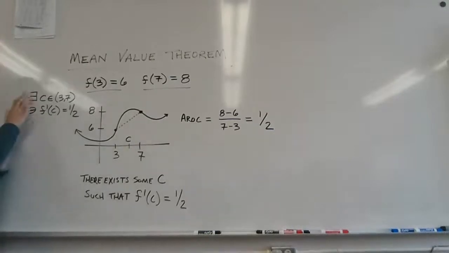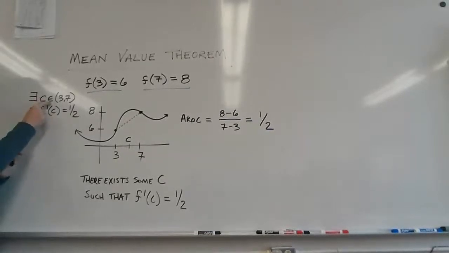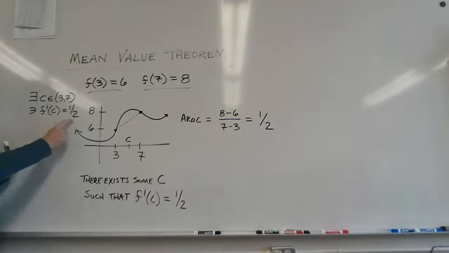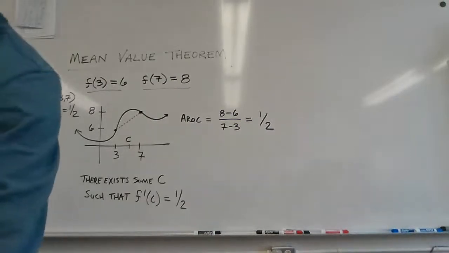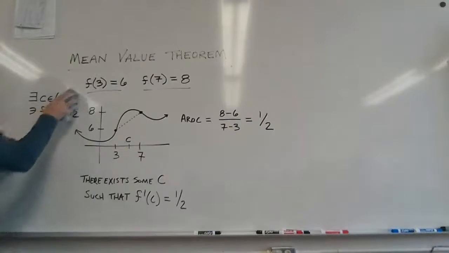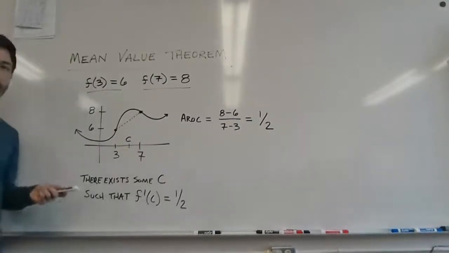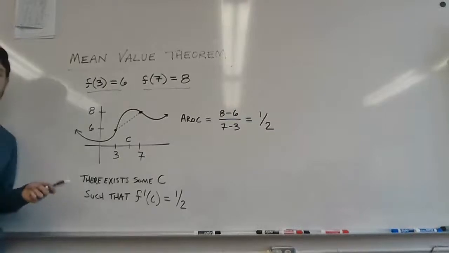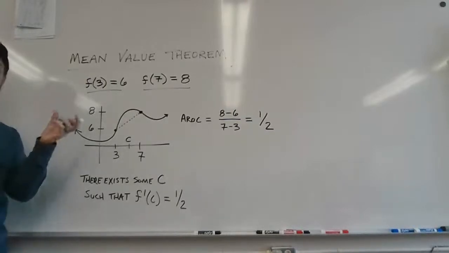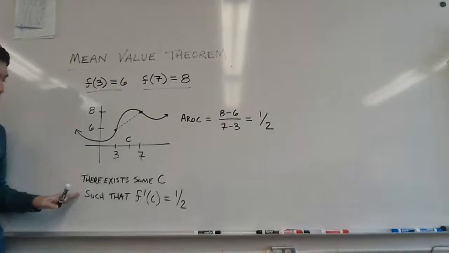You don't have to know this symbol for this class. This is for funsies. This is there exists a c inside the interval, or c, which is an element of the interval from 3 to 7, such that the derivative at c is 1/2. I love it. I can't wait for even more of these. You don't need the fancy symbols though. If you can understand the English language and you understand what derivatives are, you're capable of understanding the sentence.